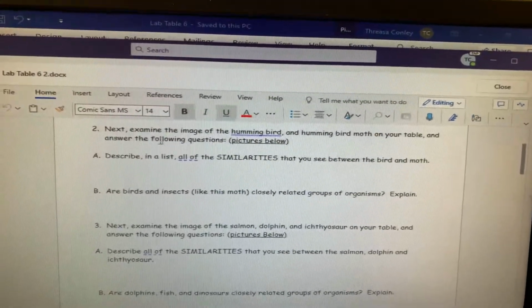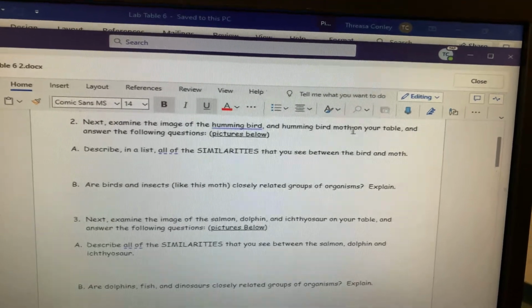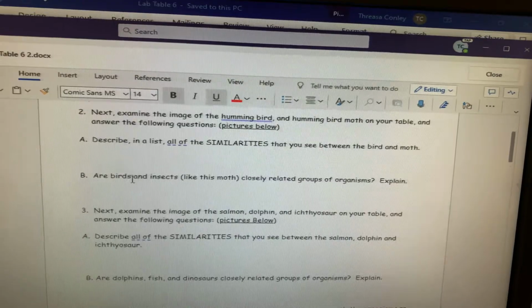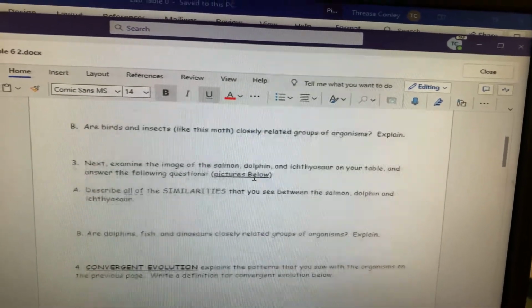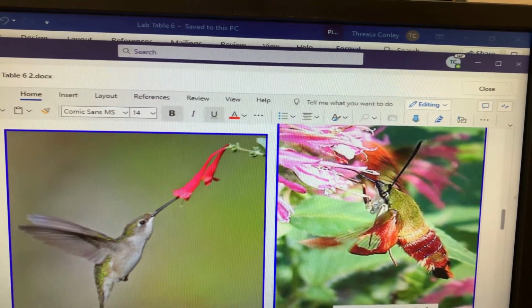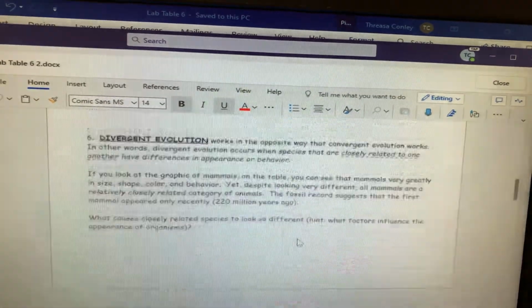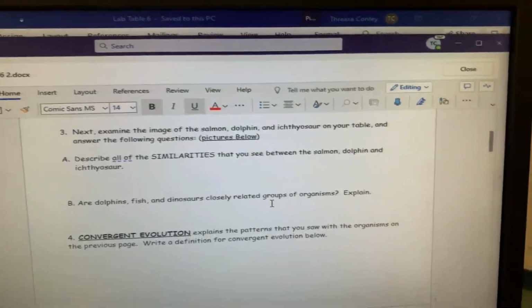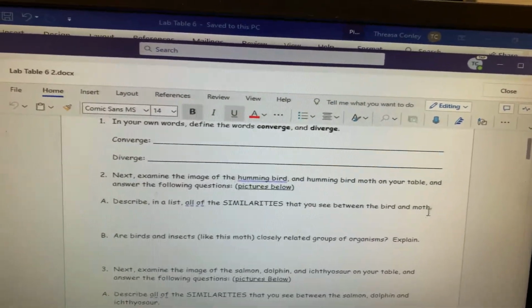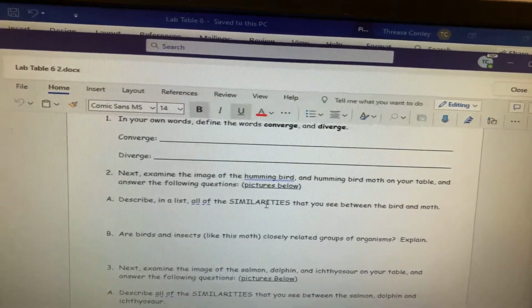It says, next, examine the image of the hummingbird and the hummingbird moth on your table. So you have to look at the pictures below and answer the following questions. Here's the hummingbird and the hummingbird moth. That's a moth. This is a hummingbird. It says, list all the similarities between the bird and the moth. So look in there and try to find all the things they have in common.